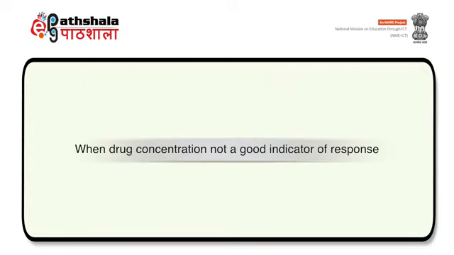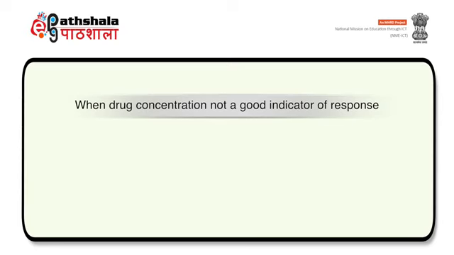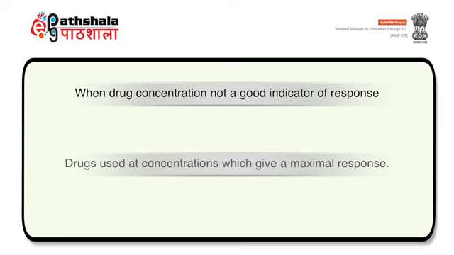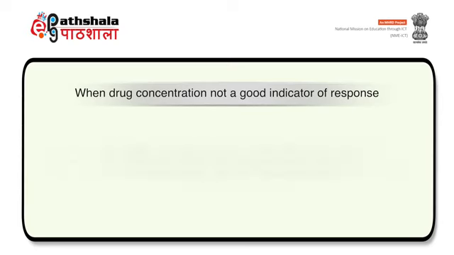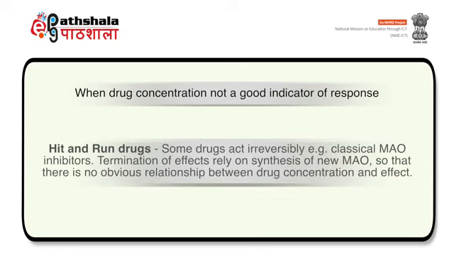So when drug concentration is not a good indicator of response, then what happens? Drugs used at concentration which gives a maximal response are hit and run drugs. Some drugs act irreversibly, for example classical MAO inhibitors. Termination of effects relies on synthesis of new MAO so that there is no obvious relationship between drug concentration and effect.